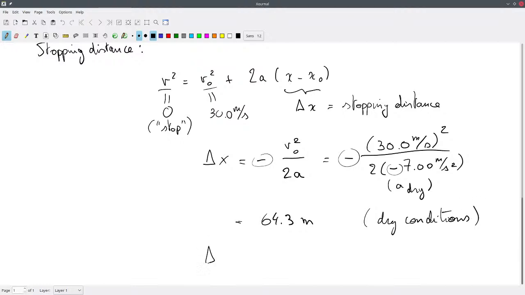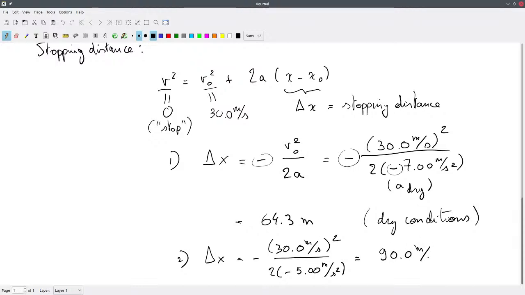If we now go to wet conditions, delta x, so this is part 2, under wet conditions. Now we have minus 30.0 meters per second squared over 2 times minus 5.00 meters per second squared. If you plug in these numbers, which are a little bit easier to do in your head, 30 squared is 900 over 2 times 10, so over 10, so that's going to be 90 meters, not meters per second, just 90 meters. So that's under wet conditions, which of course makes sense.